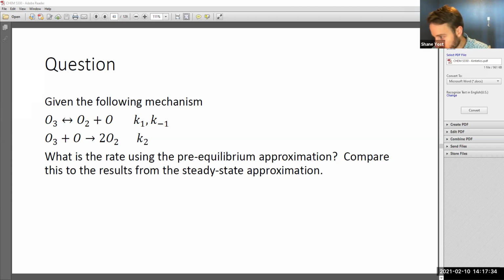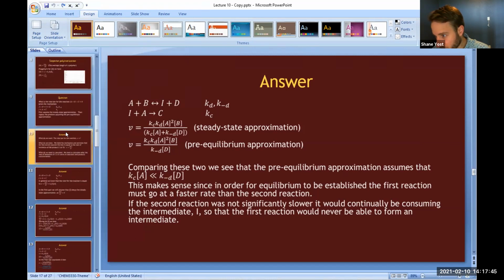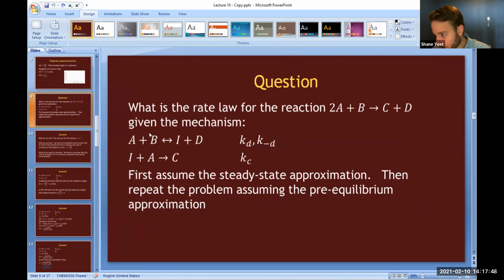But I will at least show these slides just so you can see the idea, the difference between them. So the reaction in this problem is a similar type of setup. We have a reaction and an equilibrium reaction. It's not quite the exact same reaction as O3 going to O2 plus O and O3 plus O going to 2O2, but the same rough mechanism. There's two steps. The first step is the equilibrium step. The second step is just unidirectional. And there's one intermediate.